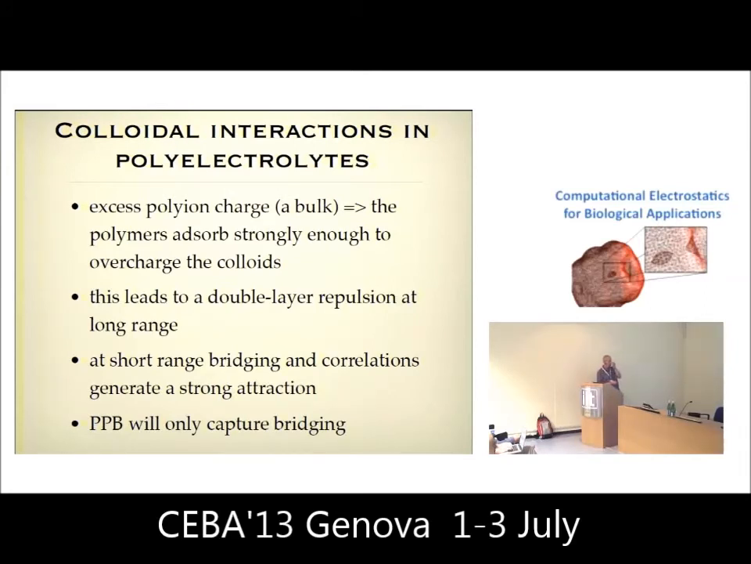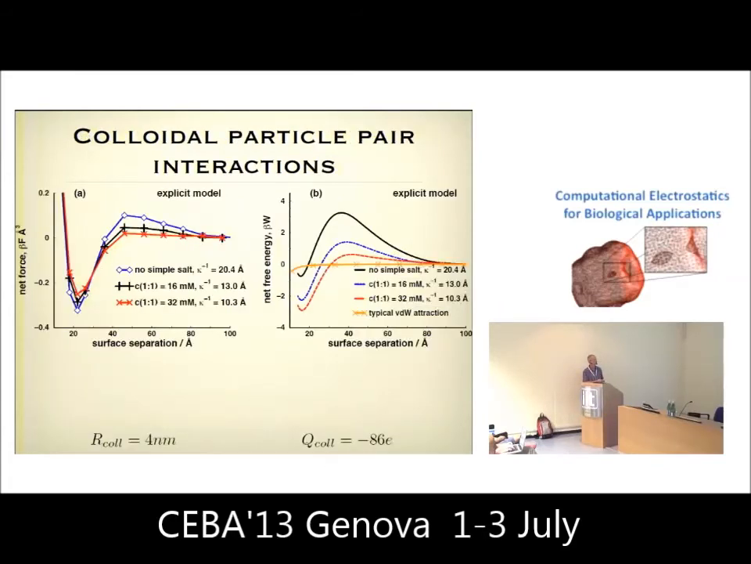At short range, however, you get polymer bridging and ion correlations, which generate a very strong attraction. Now the PPB here, the pure mean field, will only capture this bridging part of this problem. So it will fail to capture the overcharging and the double layer repulsion.